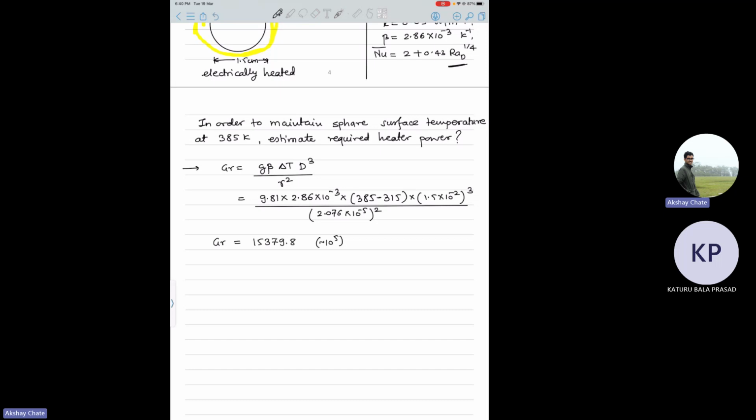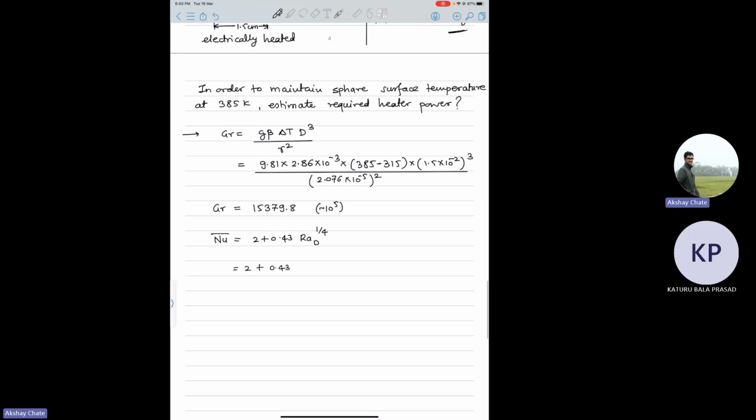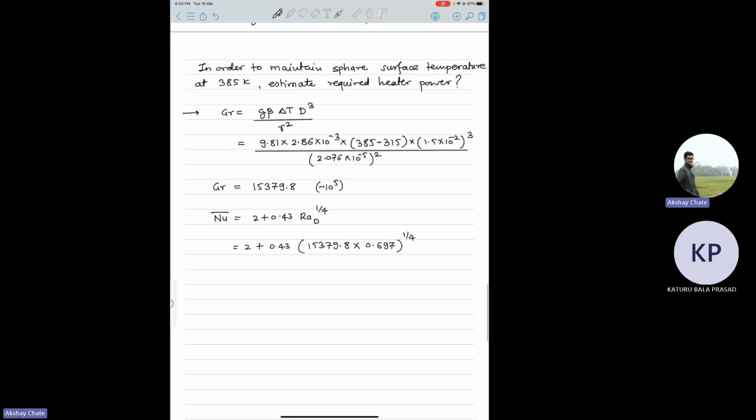So it is a laminar flow, that is one thing, but here we don't need to infer that information. Here we can now use the Nusselt number correlation. With the Grashof number and Prandtl number, you'll have 739.8 into 0.697, whole power 1 by 4. If you do that, you should get the average Nusselt number as 6.375.